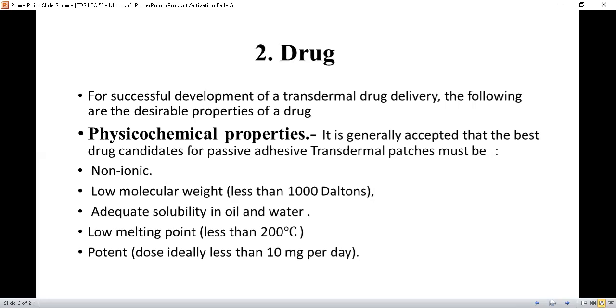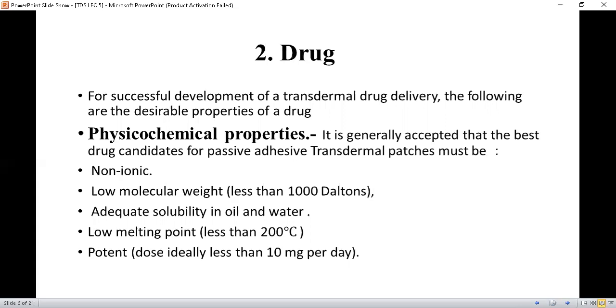Second thing, it must be non-ionic. The drug must be non-ionic because an ionic drug will not penetrate through the skin, so we will not produce sufficient bioavailability in the blood and it will affect the action of the drug. Next important thing is low molecular weight, less than 1000 daltons. Next, adequate solubility in oil and water, low melting point, less than 200 degrees centigrade, and potent dose, ideally less than 10 milligram per day. These are the characteristics that must be present in a drug if you are going to formulate it in a polymer matrix or in a transdermal drug delivery system.